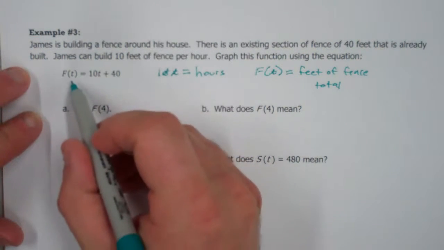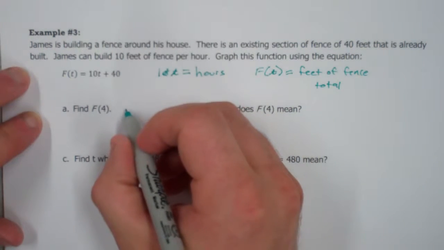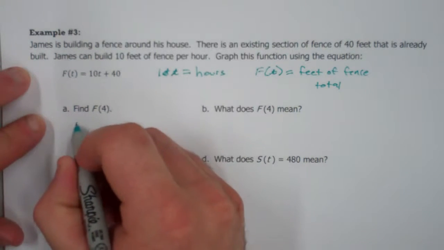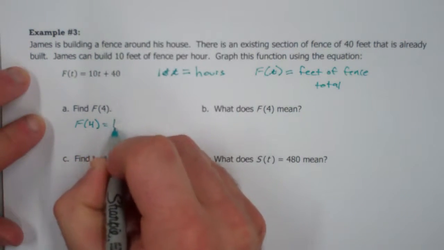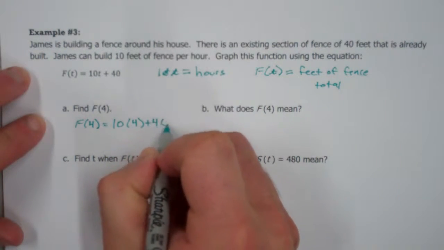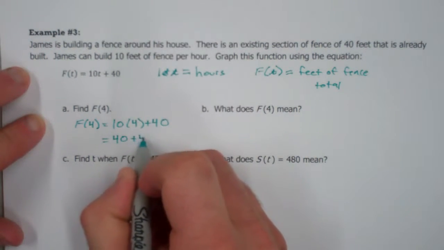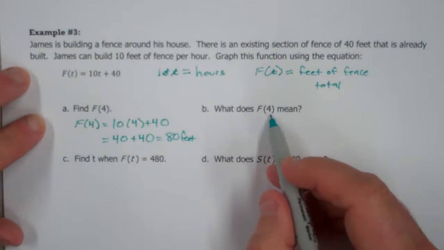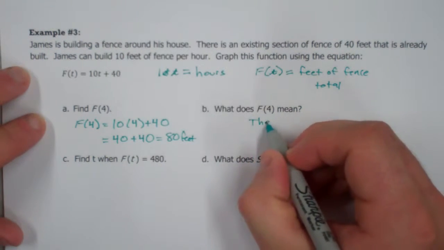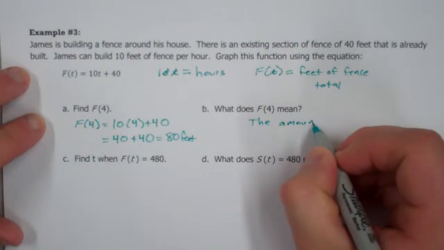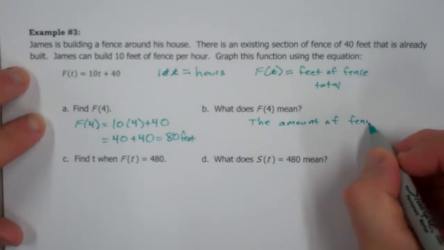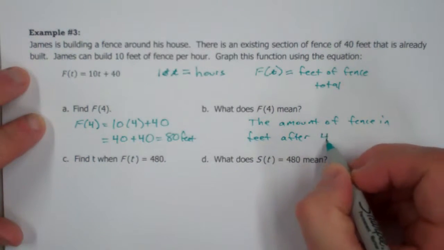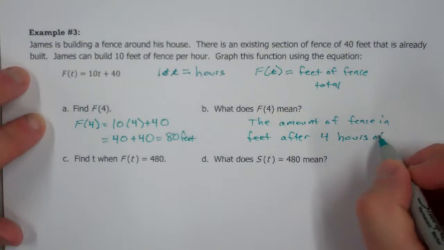Let's find f at 4. Remember that this 4 is the t, and that's how many hours. So the question here is like, after 4 hours, how much fence is built? So if we do f at 4, we've got 10 times 4 plus 40. And this is 40 plus 40, which is 80 feet of fence. So f at 4 would mean the amount of fence in feet after 4 hours of building.